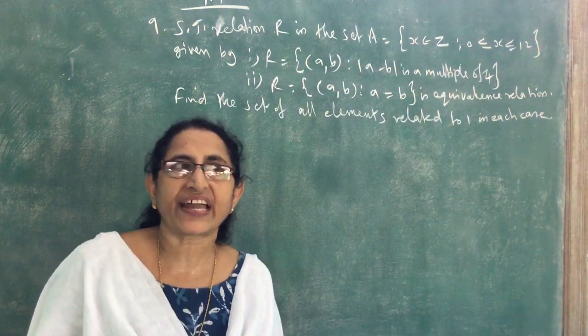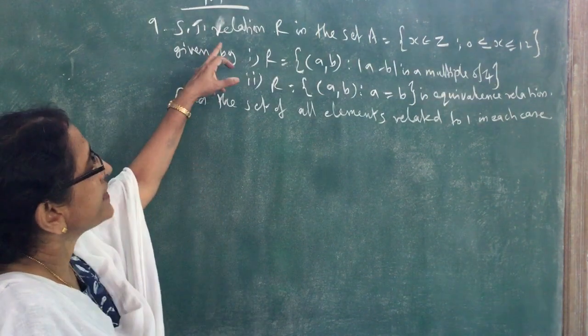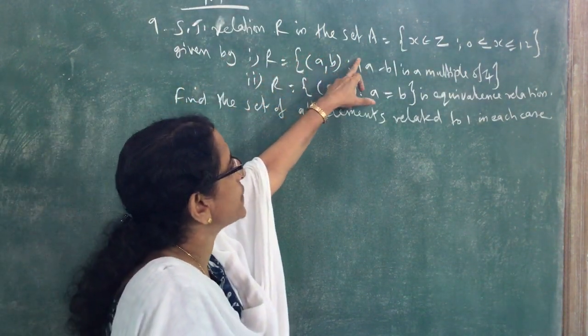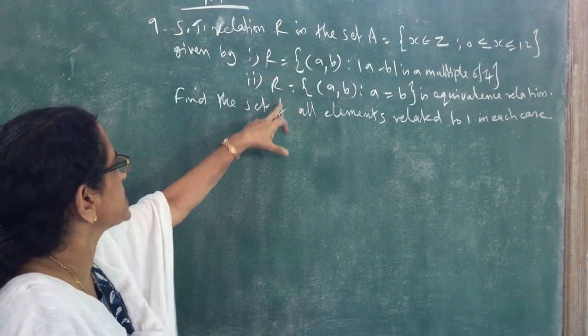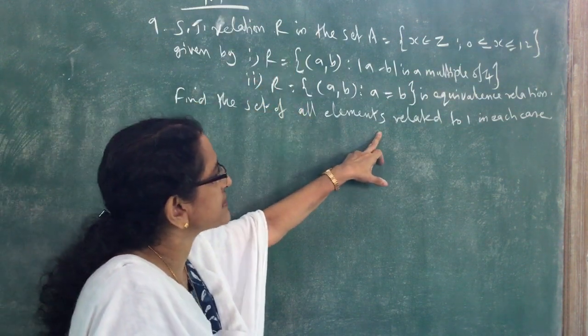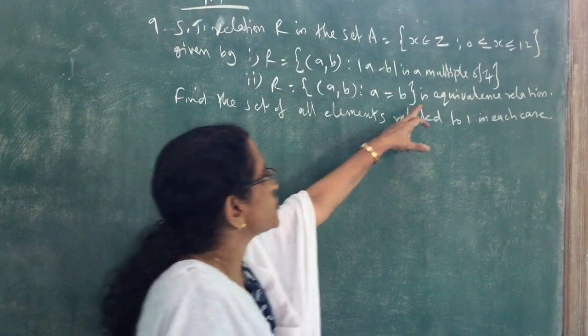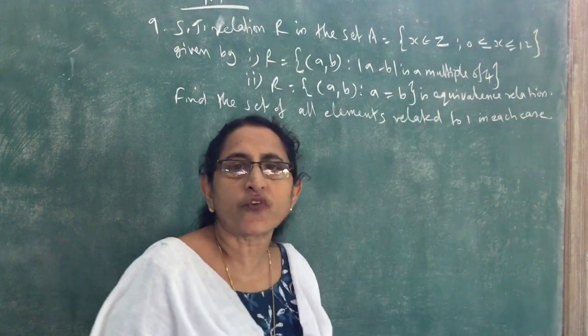Exercise 1.191. Show that the relation R in the set A equal to that set, given by these two relations, is an equivalence relation. Find the set of all elements related to one in each case. So we have to prove these two relations are equivalence relations.